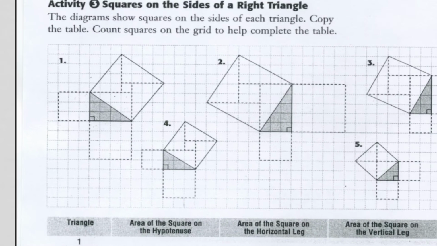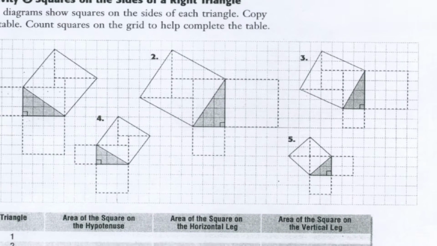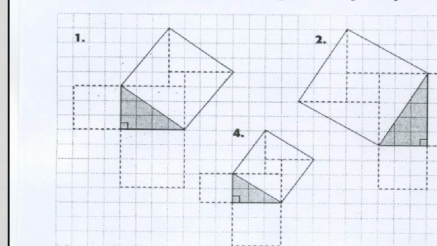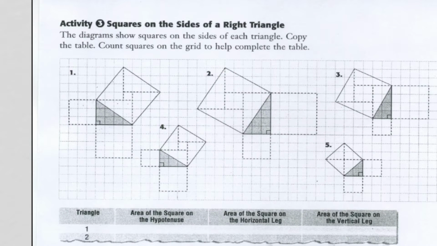Now, what I've got on this page here is a bunch of very famous diagrams. You can see in diagram 1 here, you've got a right triangle, and then connected to that right triangle on its vertical leg, you've got a square. On its horizontal leg, you've got a square. And then opposite the hypotenuse, you've got another square connected. And we've got 5 diagrams like that.